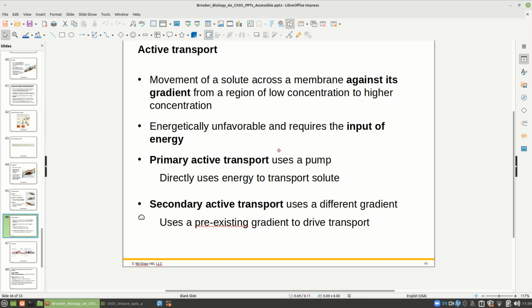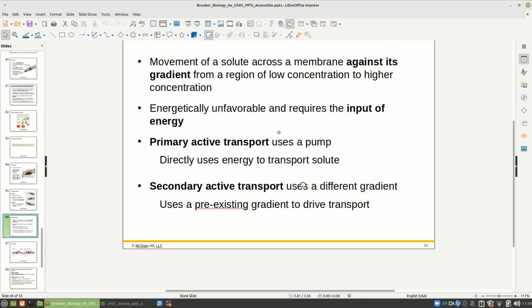Primary active transport and secondary active transport. So this uses a pump directly and uses energy to transport things. So it's a powered pump. Just as we've seen things that are transporting things, you can consider those pumps. And active transport, primary, it just means we powered it with ATP usually.